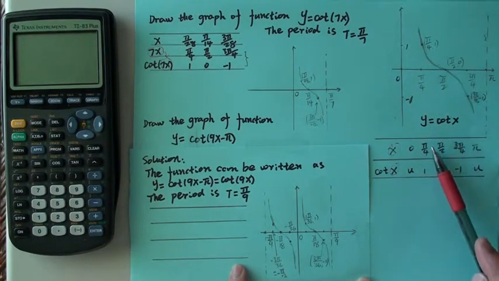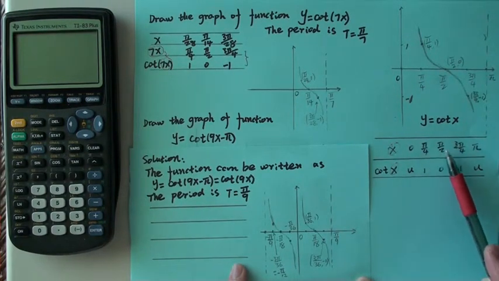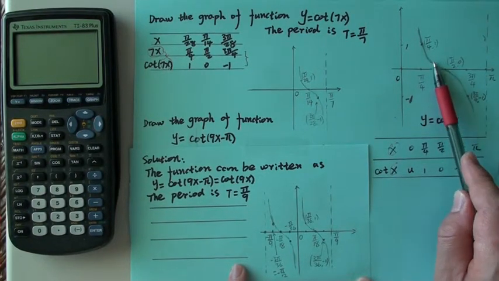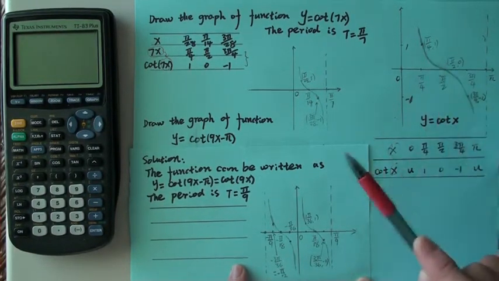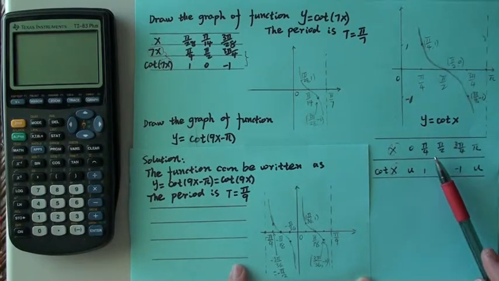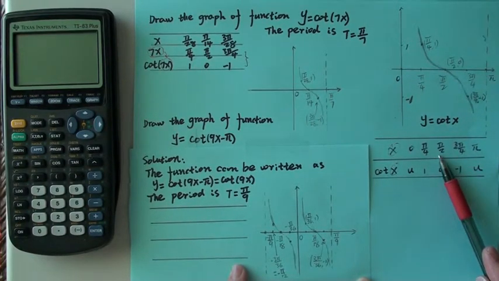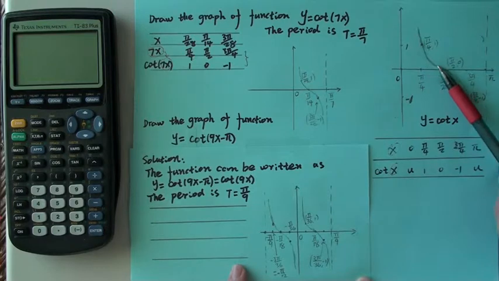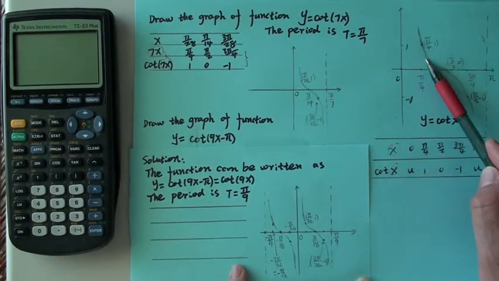You may choose more values in between pi over 4 and pi over 2. You may choose more values here, you may have more points. But here, for simplification, we may just choose 3 values. To remind everyone, cotangent x goes in this way.